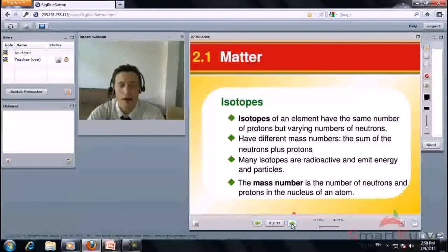Because they have a different number of neutrons, they have a different mass. Because remember, our mass number is the sum of neutrons plus protons. Remember our lesson on the periodic table. Atomic number gives the number of protons. Mass number will tell us protons plus neutrons. Many isotopes are radioactive and emit energy and particles. The mass number is the number of neutrons and protons in the nucleus.